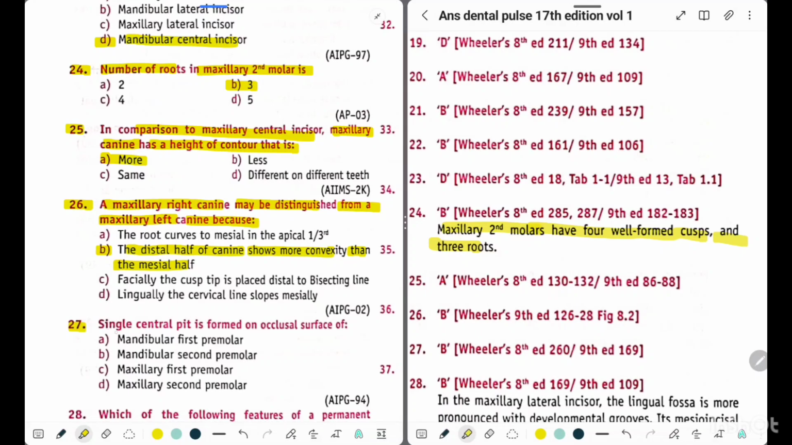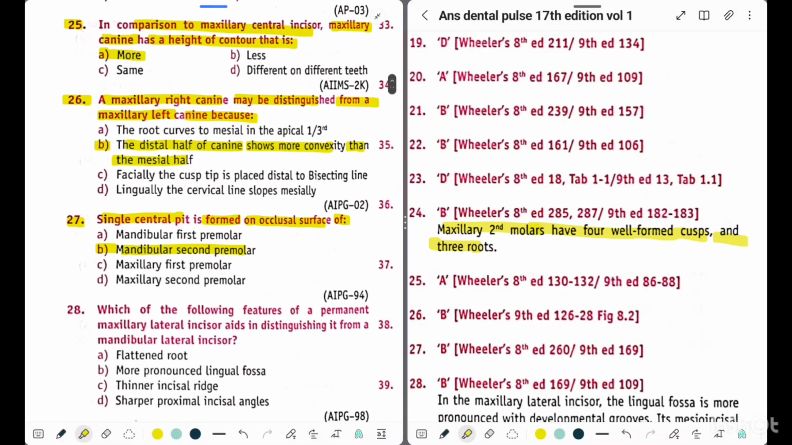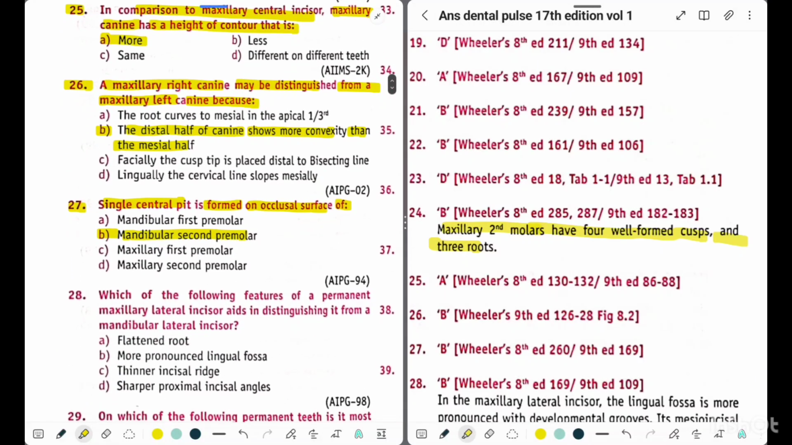Question 27. Single central pit is formed on occlusal surface of. Its answer is mandibular second premolar. Mandibular second premolar contains a single central pit on the occlusal surface.